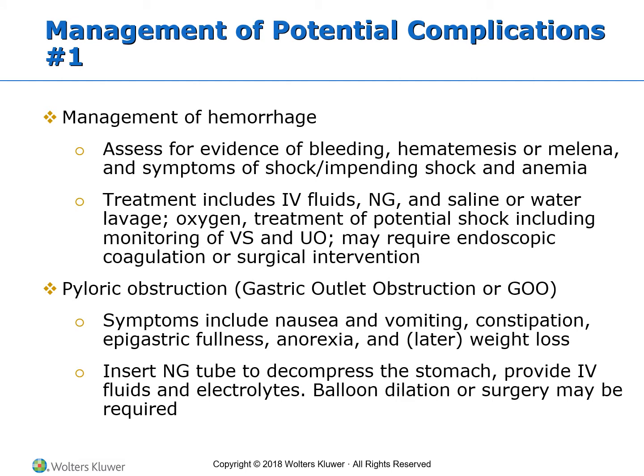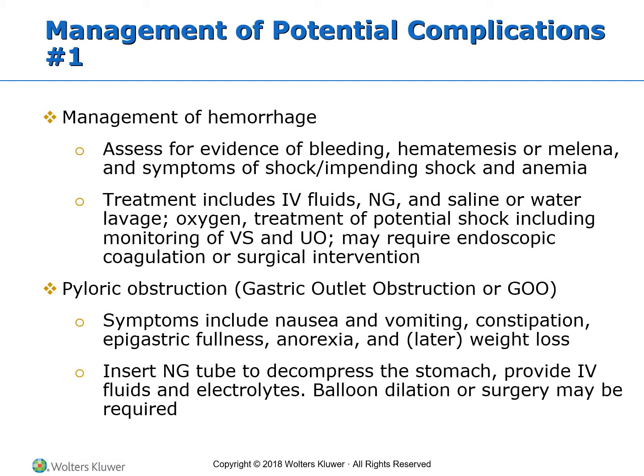Management of potential complications. So for a hemorrhage, you're going to assess to see if they have a GI bleed or hemorrhage. You might need to do an NG, but you have to be careful because if they have a GI bleed and you stick that in there and you're doing decompression, then you can actually cause more bleeding. They can be put on oxygen.